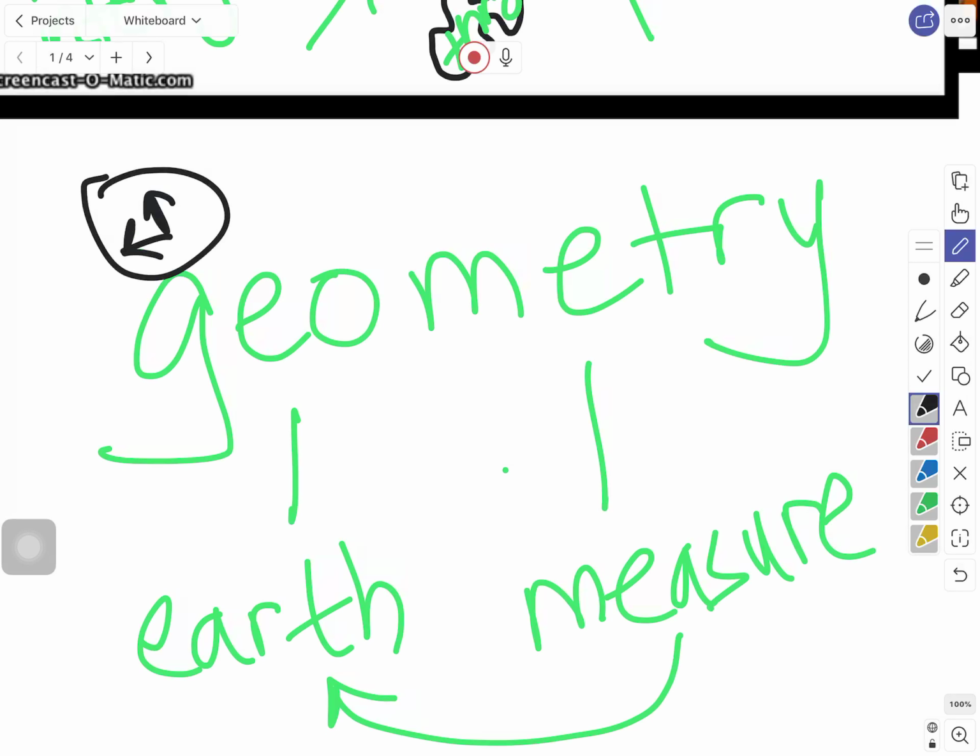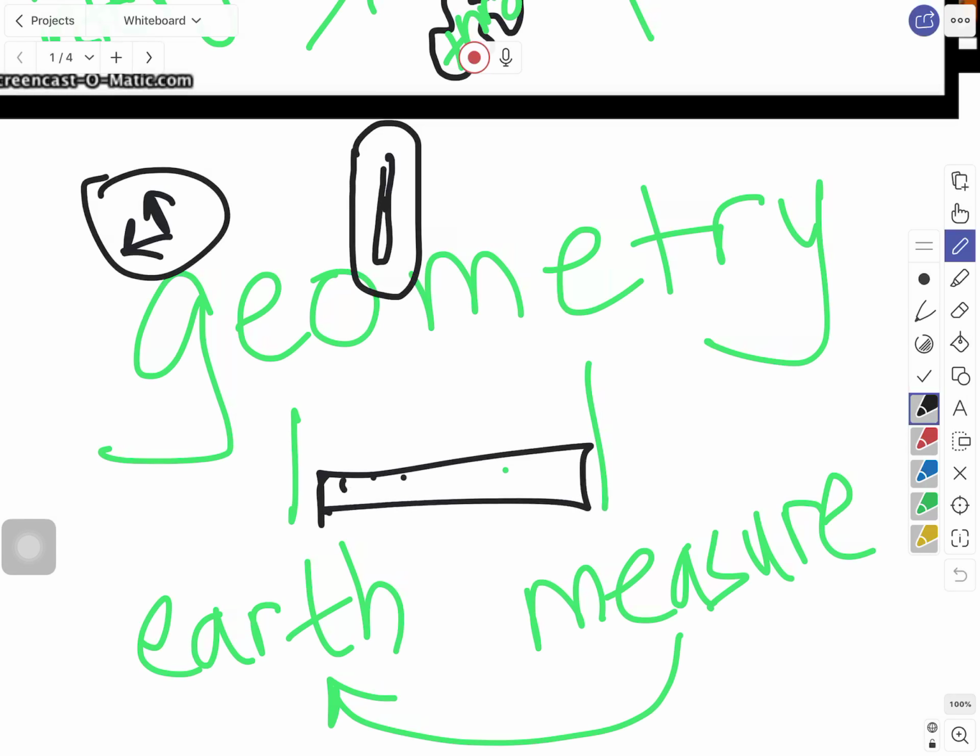We measure temperature. We have thermometers, and we measure the temperature for that. We measure, what else? Length. We use tools to measure length. We measure shapes. We measure different things. And that is what geometry is. It's the study of the earth measurement or measuring the earth.